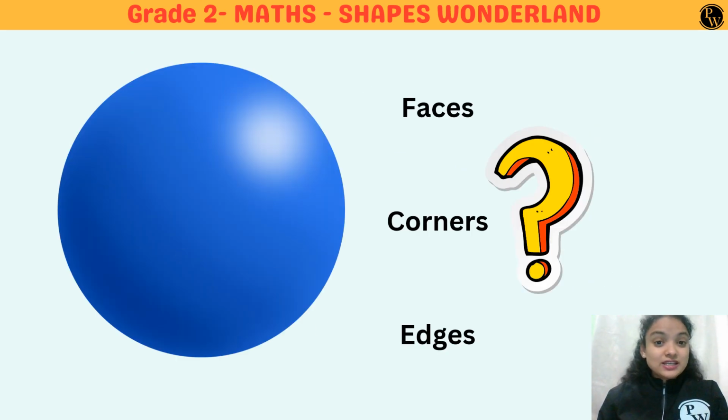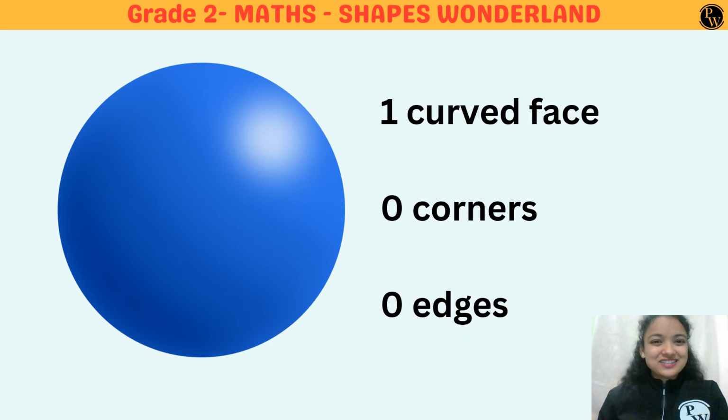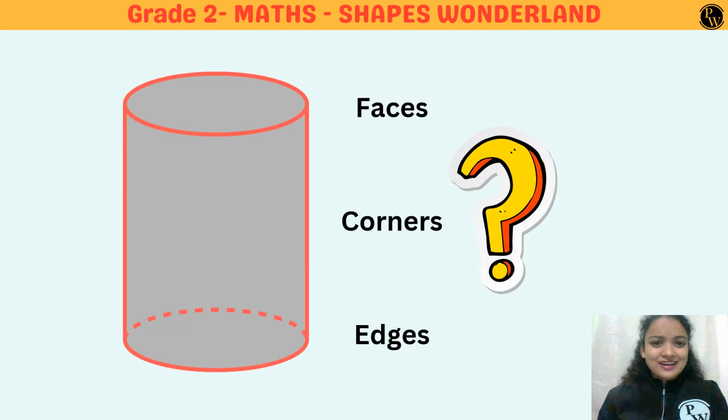Now come on, try this. Count the number of faces, corners and edges of this figure. It is a sphere, right? Yeah. Take your time. That's right. One curved face, 0 corners and 0 edges. Yeah?